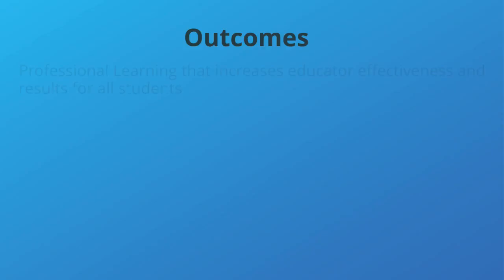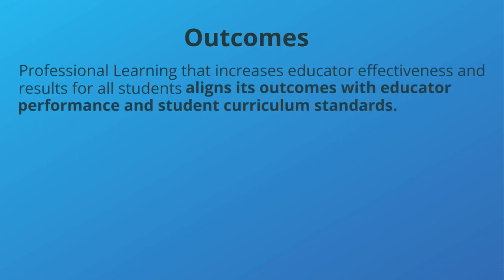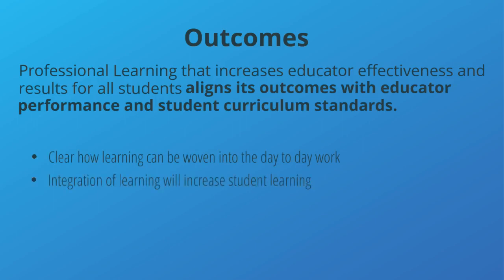Outcomes. Professional learning that increases educator effectiveness and results for all students aligns its outcomes with educator performance and student curriculum standards. So this means it is clear to see how the learning you engaged in can be woven into the day-to-day work you do with students. It's also clear to see how the integration of this learning will increase student learning. The feedback survey invites you to share how the learning you engaged in will impact ongoing student learning.